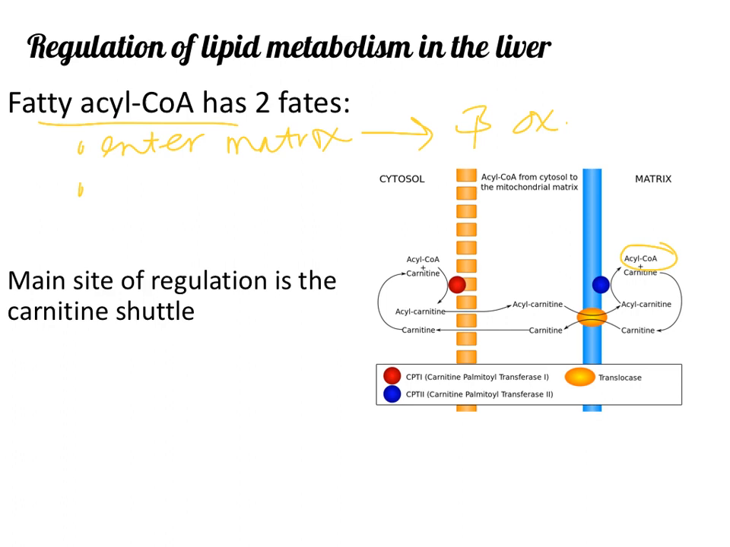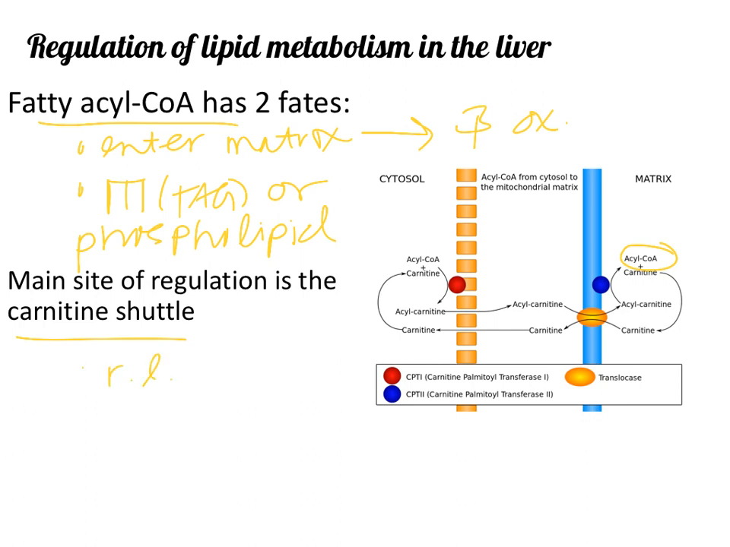The other fate that it has if it gets into the cytosol is that it can just be packaged back into a TAG, or it can be made into phospholipid. And the major site of regulation is the carnitine shuttle, and the reason for that is because the carnitine shuttle is the rate limiting step for fatty acid catabolism.